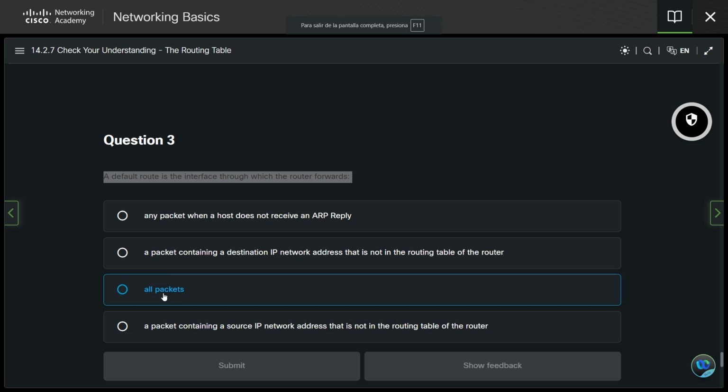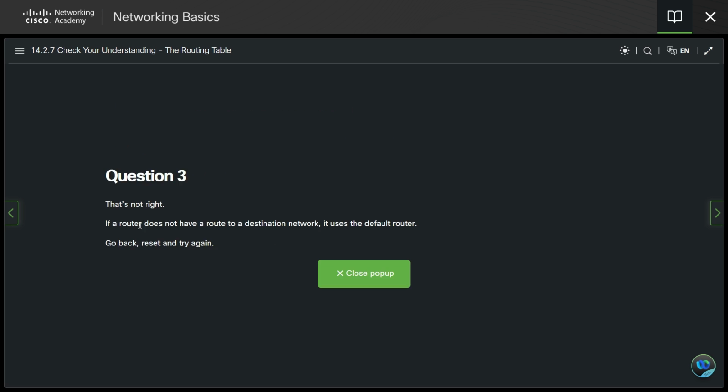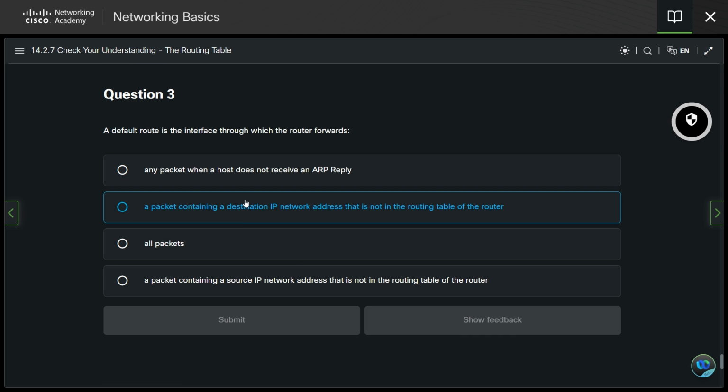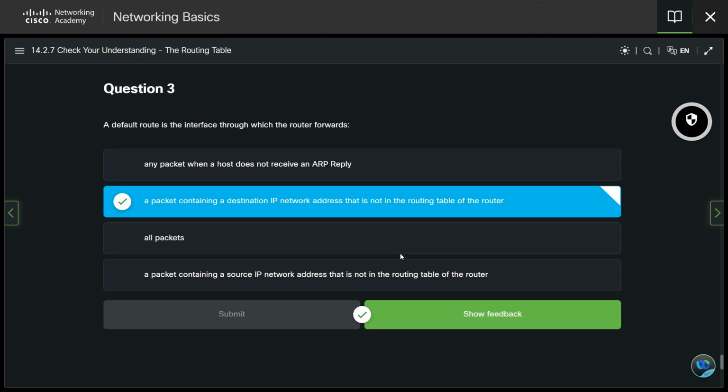A packet containing a destination IP that is not in the routing table. A packet containing a source IP address that is not in the routing table of the router. If a router does not have a route to a destination network, it uses the default router. A packet contains a destination IP network address that is not in the routing table of the router. That's right. If a router does not have a route to a destination network, it uses the default router.